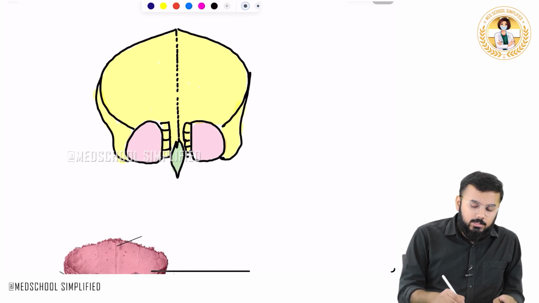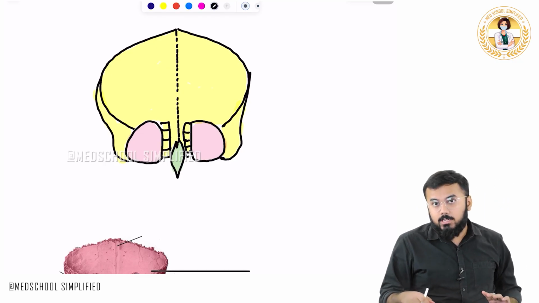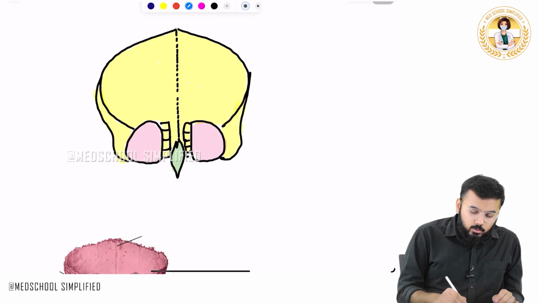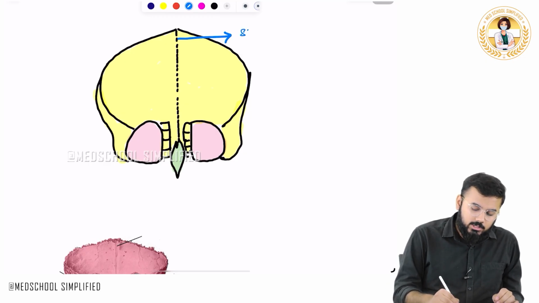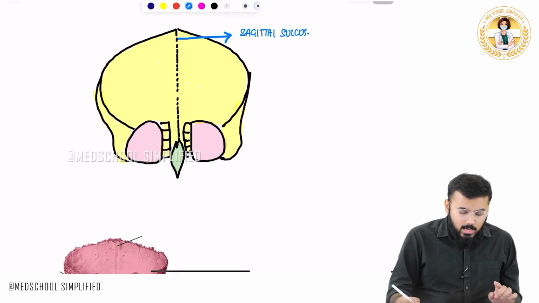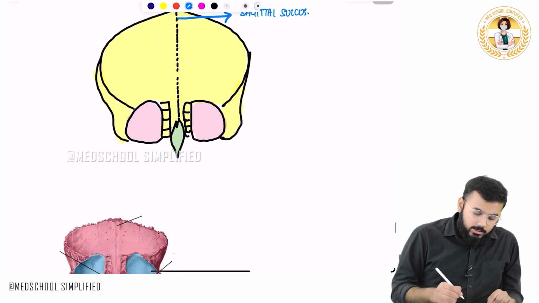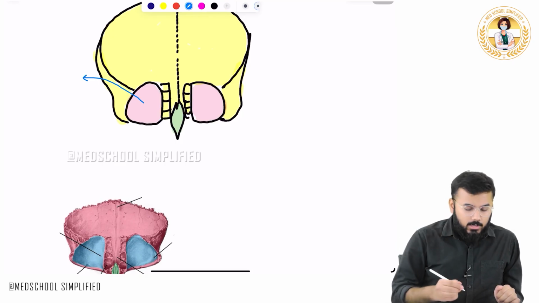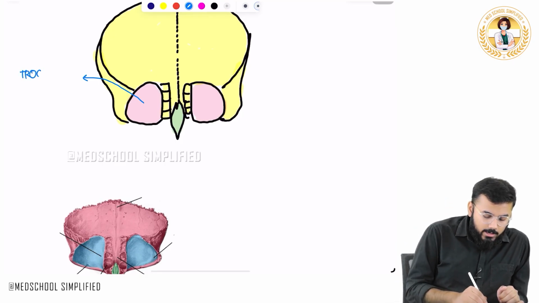In this part, what are the other structures we have got? Let us discuss right now. In the center you can see a sulcus-like thing. This sulcus in the center is called the sagittal sulcus. After the sagittal sulcus, you see the orbital part. The orbital part has a fossa, and this fossa is called the trochlear fossa.